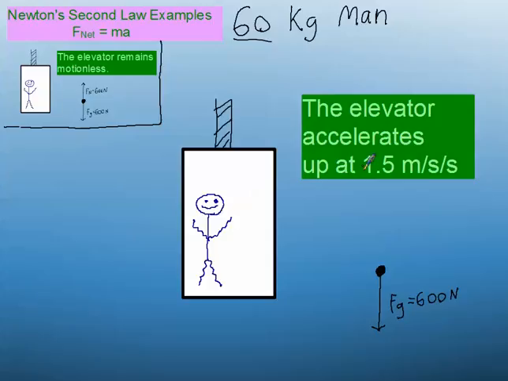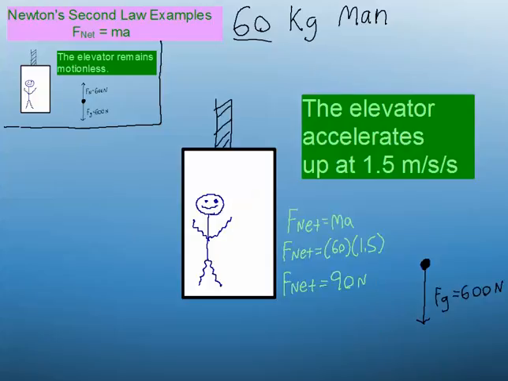So we begin with a force of gravity of 600 newtons, no surprises here, but the normal force is going to take a little bit of calculation. If we use Newton's second law here, then we show F net equals ma, and in this case we know mass and acceleration. The guy was 60 kilograms and the acceleration was 1.5 in the upward direction, which gives us a net force of 90 newtons. So in this case, the normal force is equal to 90 newtons.